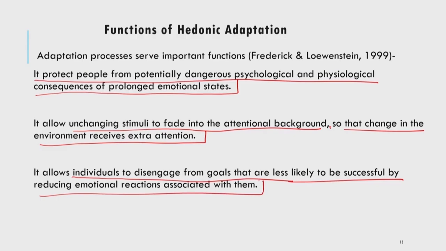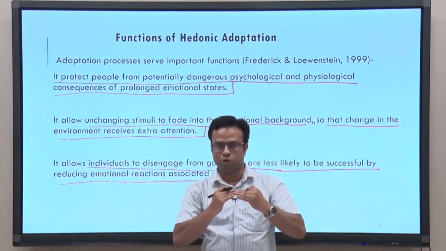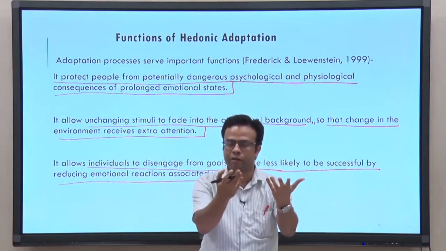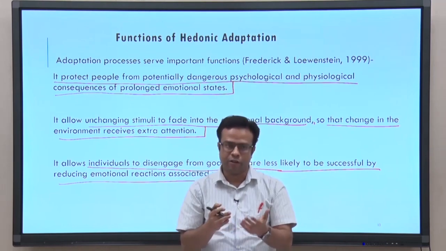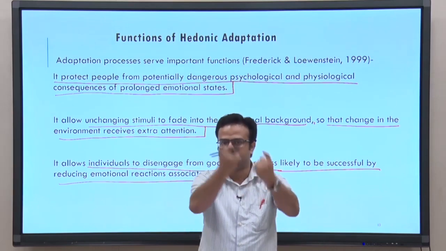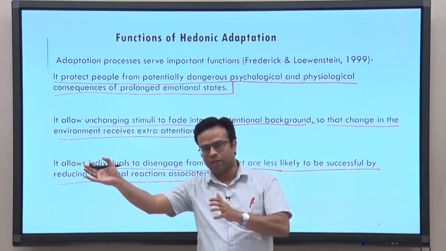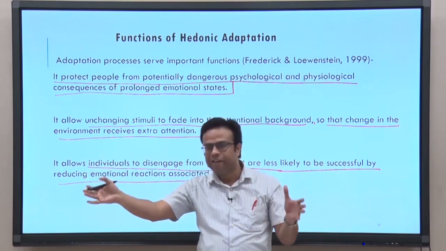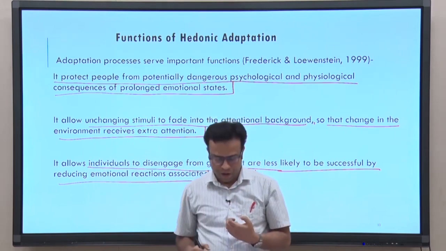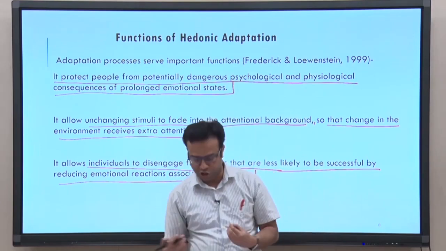So basically, it is connected to the earlier point that I have discussed. It also helps us to disengage from a particular goal. Certain emotional events have happened, and we may be very stuck with that event because of the emotional reaction. By hedonic adaptation, this emotional reaction decreases over time, and we are able to get unstuck from it, disengage from that, and engage with other goals and events that are more important for functioning in life. So in that sense, hedonic adaptation serves many important functions.